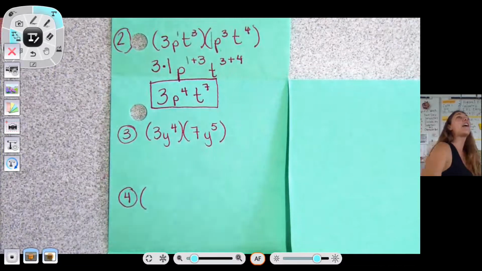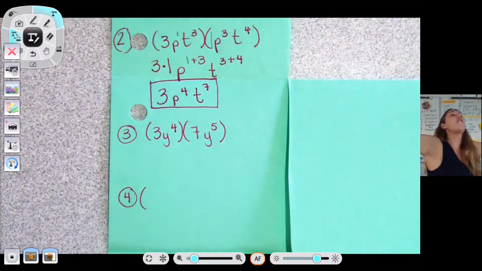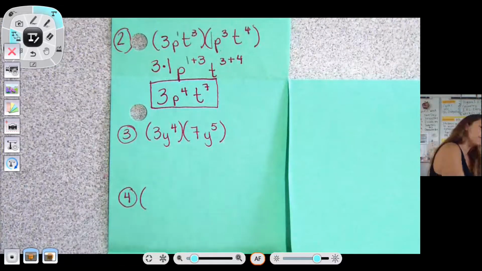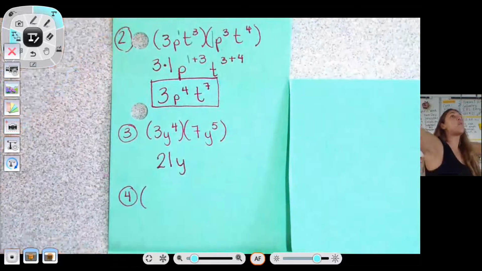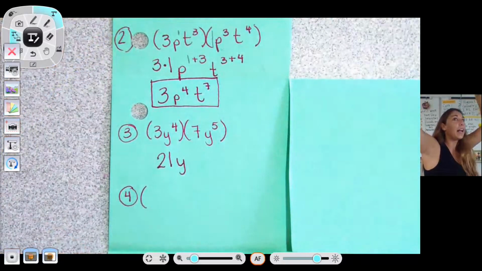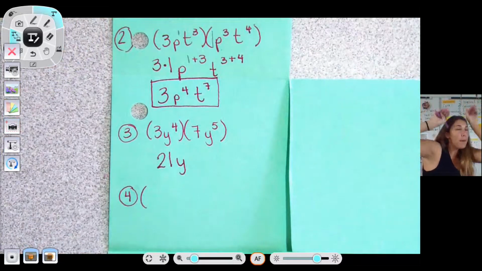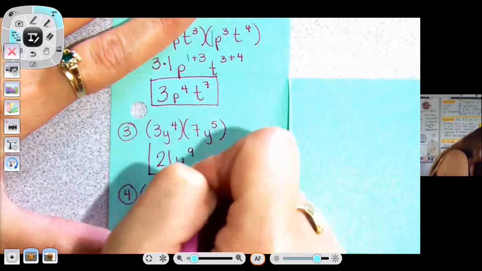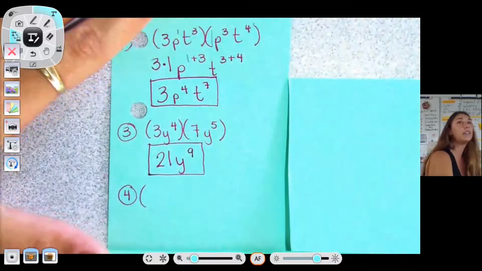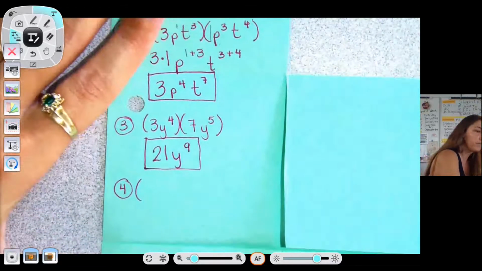Simmer down. Okay, if I multiply the coefficients, what's my new coefficient? 21. I have y, and what two numbers am I adding? 4 and 5, the little numbers up top, and that makes what? 21 y to the 9th power. Did we get that? Yeah. Okay, you ready to try the other one? Yeah.